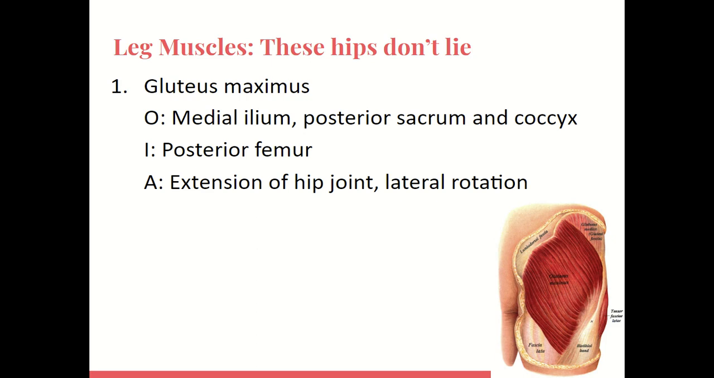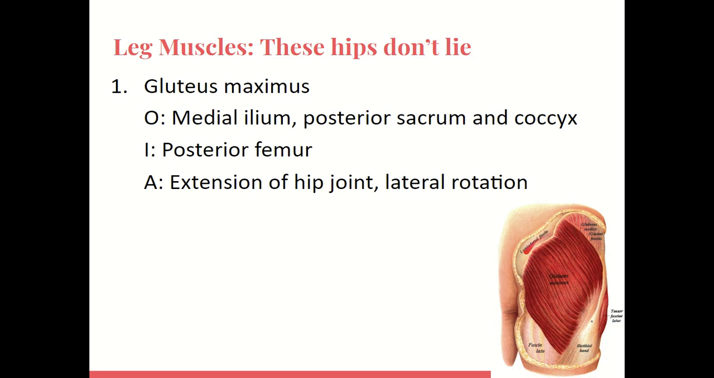The gluteus maximus is very large and superficial. It's very easy to find. It bulges out of your posterior and is a very prominent muscle. And so the gluteus maximus arises from the medial ilium. So if we go back here, it's coming off of the hip bone.